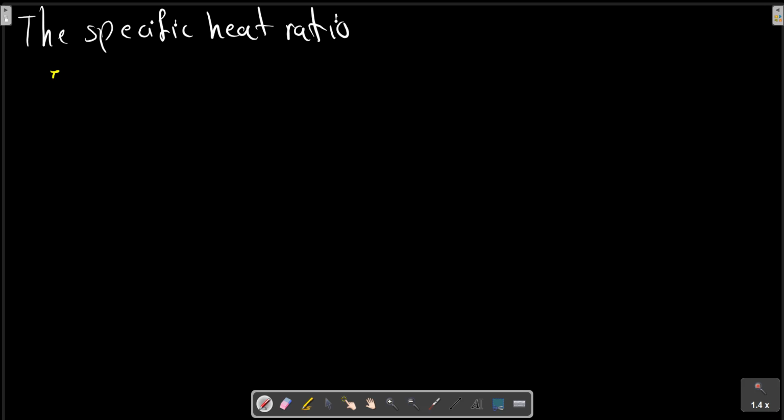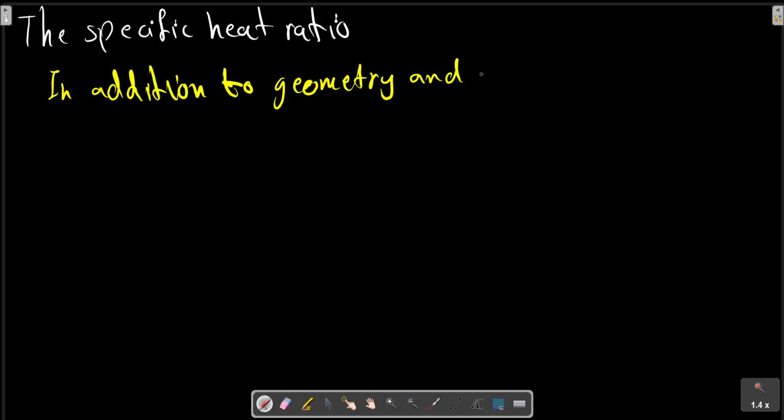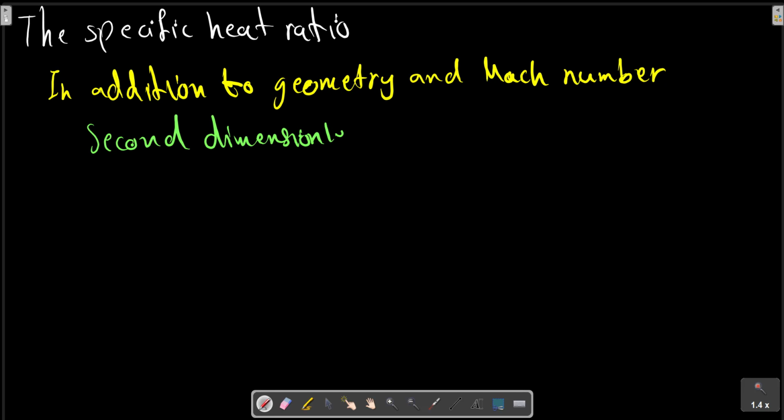In addition to geometry and Mach number, compressible flow calculation depends on a second dimensionless parameter, the specific heat ratio.